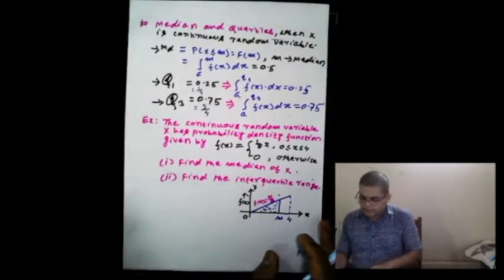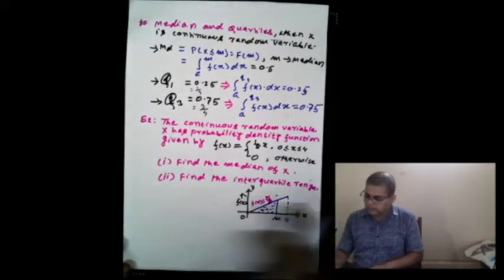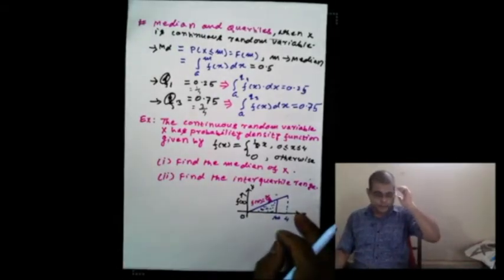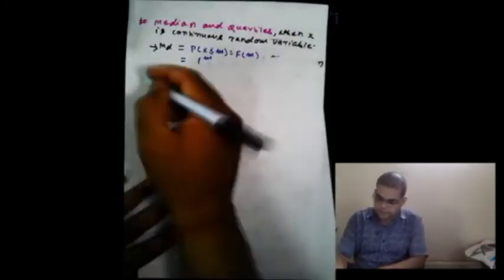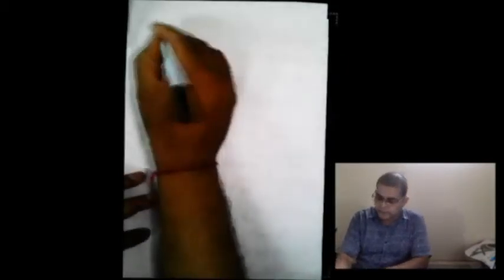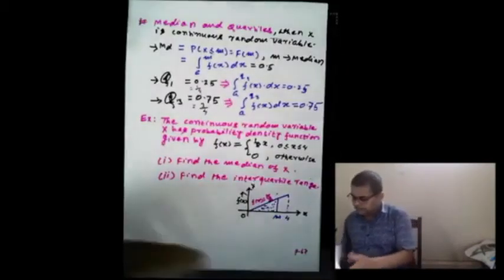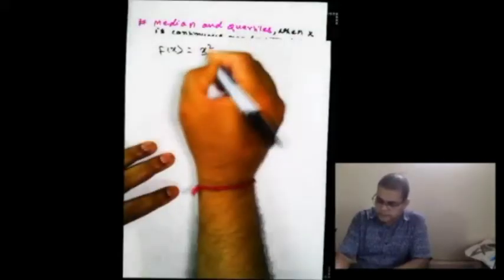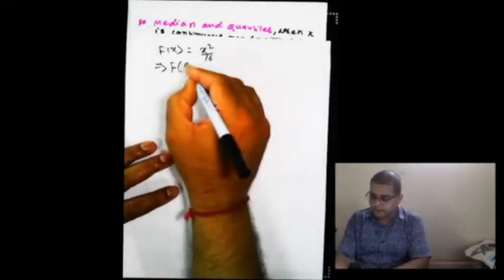And similarly, you can find the interquartile range. In order to find the interquartile range, you should have the values of Q1 and Q3 both. So let's find Q3 first, or you can find Q1 first, it doesn't matter. Your f(x) value was x squared by 16, and if you are going to find the first quartile, then you write here Q1.